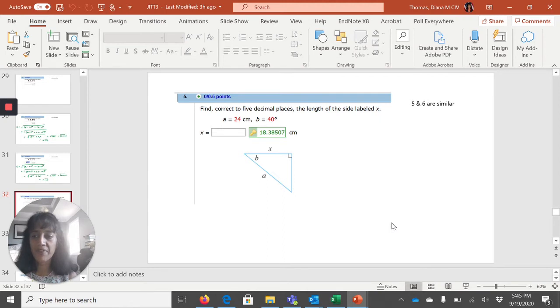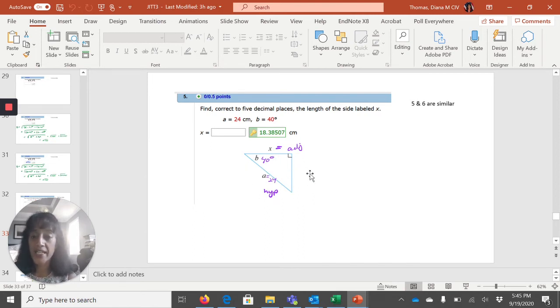I'm also going to do number 5 in this shot. We've done these before. Here I have an angle B. I'm going to label them. And here's my hypotenuse, the A, that's 24. And my X is the adjacent. So I have everything around B, the angle B, in purple.